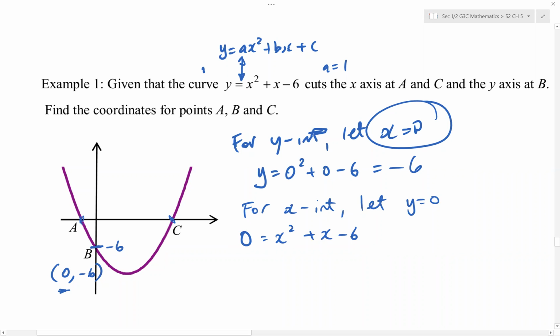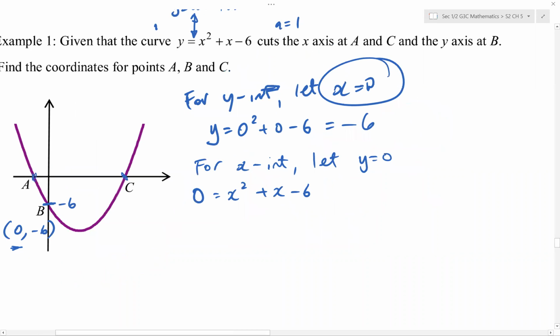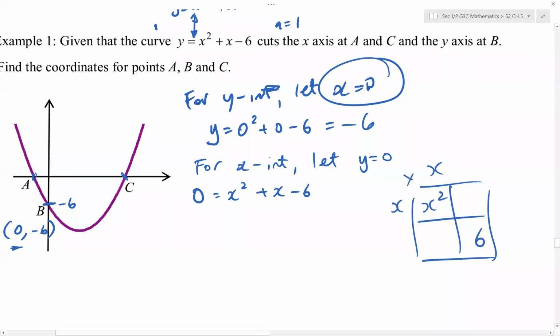At this point, you need to solve a quadratic equation, x squared plus x minus 6. You only learned one method to do it so far, and that is by factorization. x squared. We need a -6 over here. Let us put in the 3 and a 2 without the sign yet. So we end up with 3x and 2x over here.